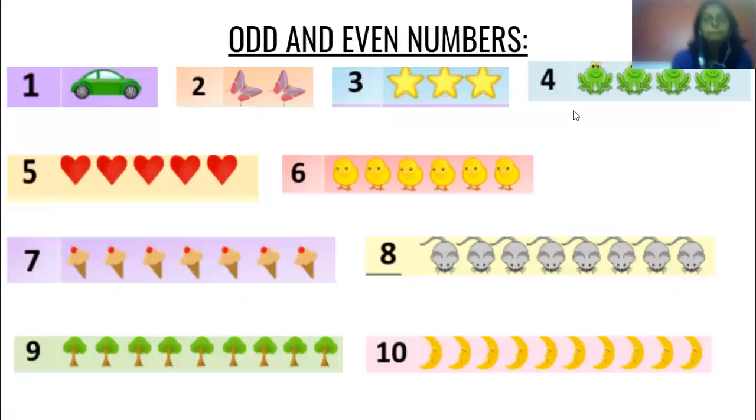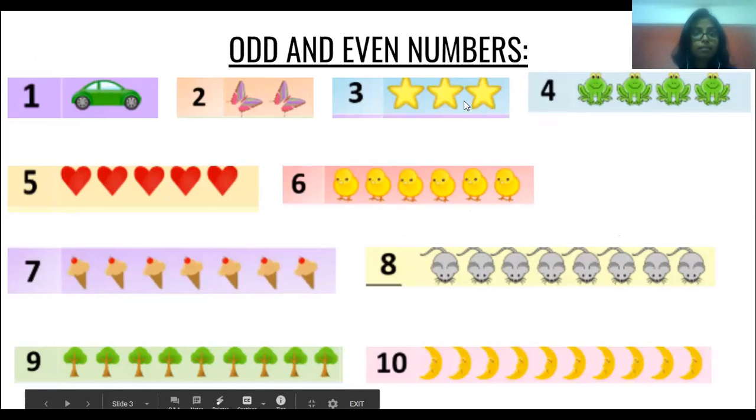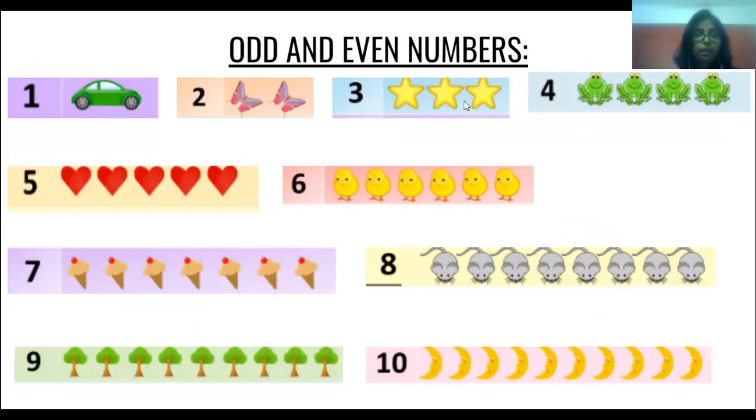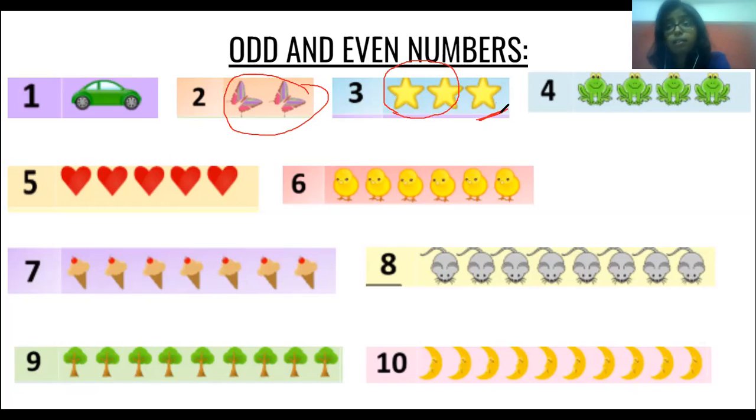We're going to see if we can make partners or not. So we have one car over here and it has no partner. So no partner means it is an odd number, right? There are two butterflies here and we see both of them can be grouped because obviously there are two of them. So it is an even number. There are three stars here. Let's start grouping them. So I start grouping two of them here. So there are the partners. But this one is left alone, so it has no partner and it cannot be grouped by 2. So this is an odd number.